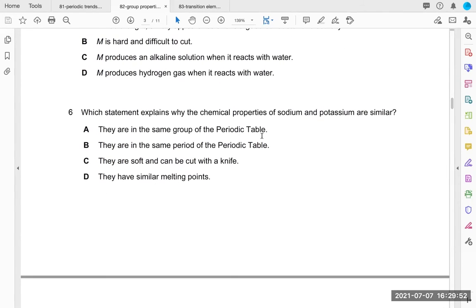Okay. Which statement explains why the chemical properties of sodium and potassium are similar? So they are in the same group, right? They have the same valence electrons. So that is why their chemical properties are the same. So yeah, this is A. They are in the same group. They have the same number of valence electrons. Okay. All right.